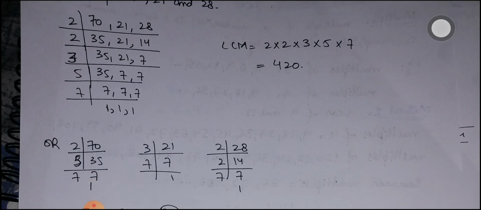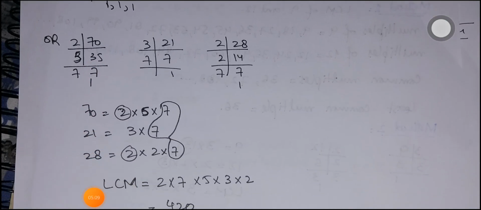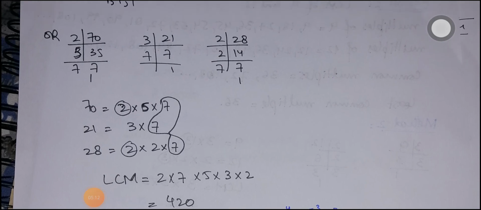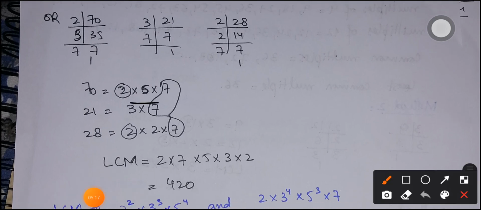What if I apply the second method, in which I do the prime factorization of each number individually, and then multiply for the LCM. So here is the prime factorization for 70, and here is the prime factorization for 21, and here is the prime factorization for 28. Now you can see that the common number is 7, but 2 is also common in these two.